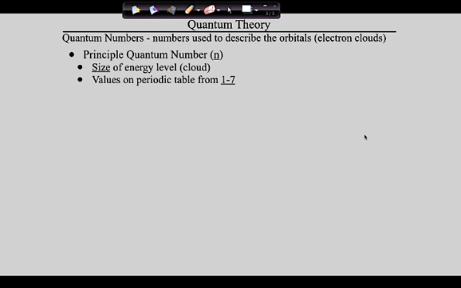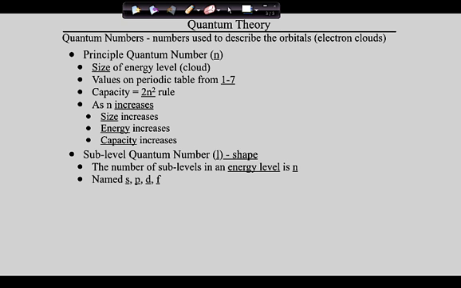So, check this out. Ready? What does it mean that the number of sublevels in an energy level is n? How many energy levels can there be? 1 through what? 7. Now, guys, watch my fingers. These are energy levels. These are sublevels. In the first energy level, how many sublevels can there be?